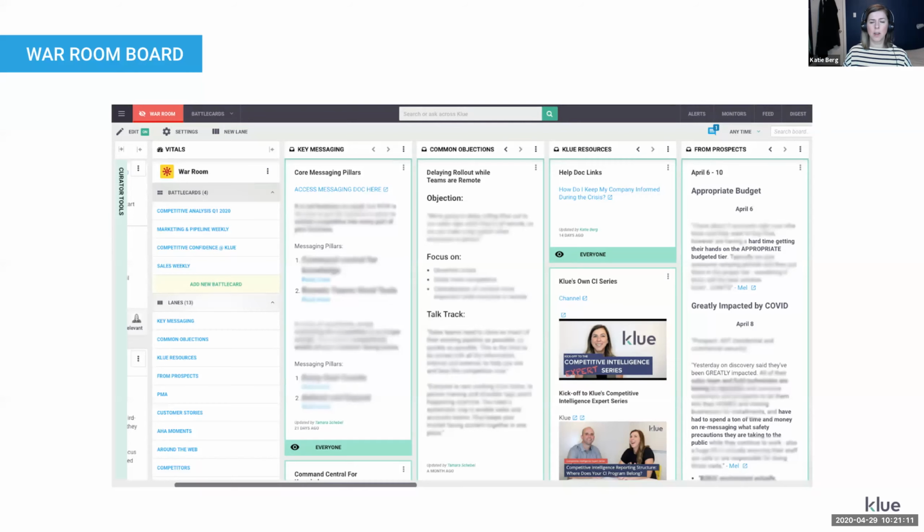And then another interesting thing that we're doing that I've found really useful is we've created different lanes to track what we're hearing from the field.